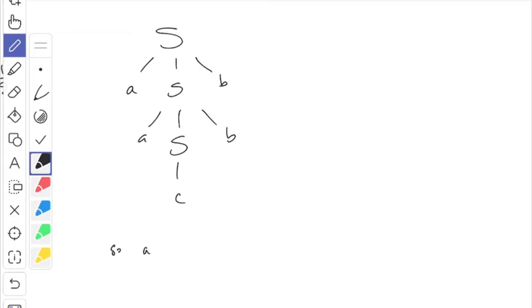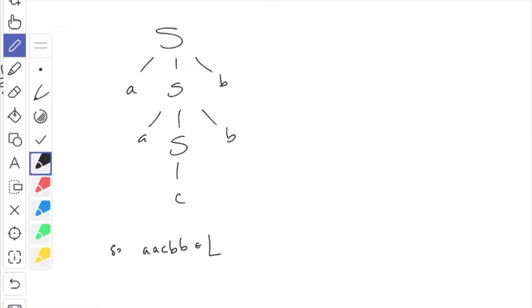So AACBB is in the language that's generated by this grammar, whatever it is. I don't care what the grammar is. I just want to talk about this parse tree. You can pump the parse tree whenever you see a non-terminal symbol on the inside of the tree, which is a descendant of itself.